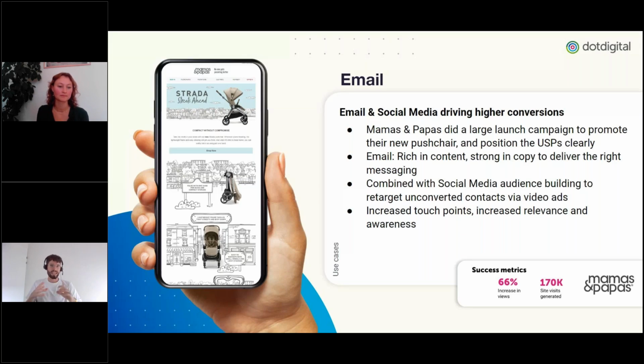So again, it's very much about understanding where you can find your audience and serving them with the content that's going to work for them. For them, that meant they saw a lot of traffic to the website specifically for this pushchair. And 66% of that traffic was generated through the combination of email and that retargeting campaign, which is really great to see.